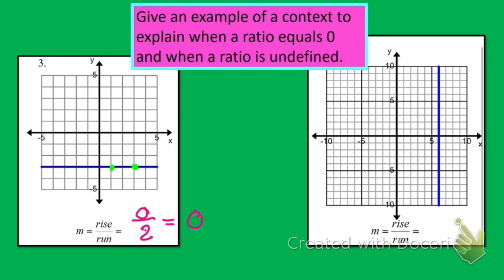Okay, now let's do it for undefined. So again, pick 2 points. Here's 2 points. I'm going to start with the bottom one since there's not one further to the left or right. How much do I rise? 2. How much do I run? 0. Okay, now that one again, you cannot leave your answer like that. That is not in simplest form. I want everyone to type this in your calculator and tell me what it says.